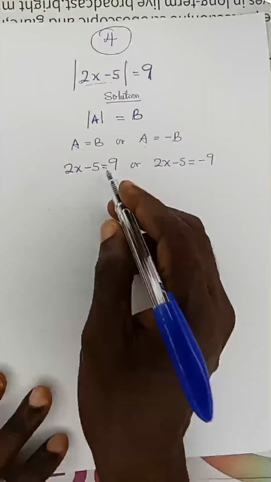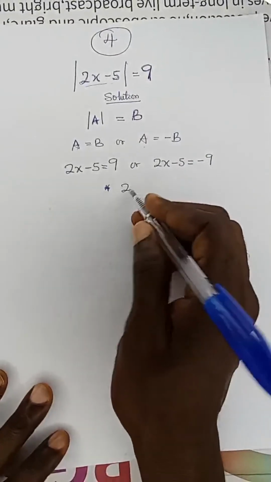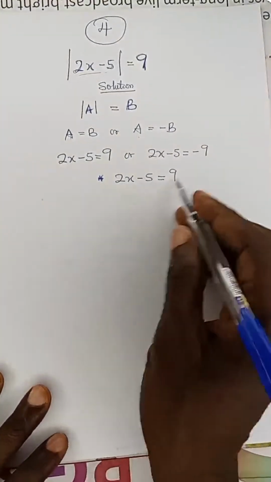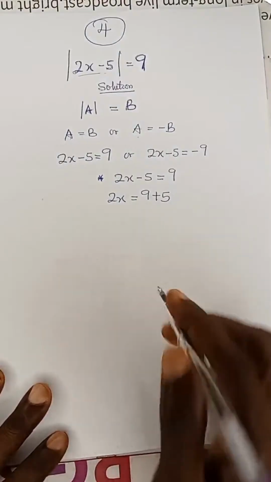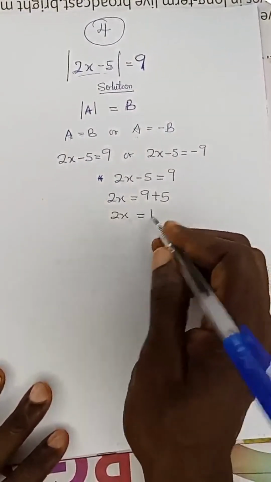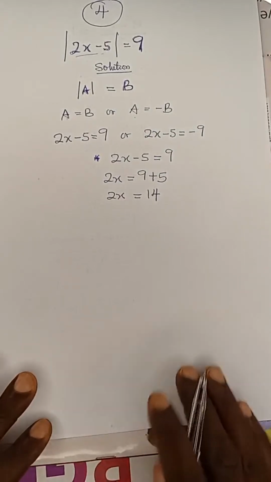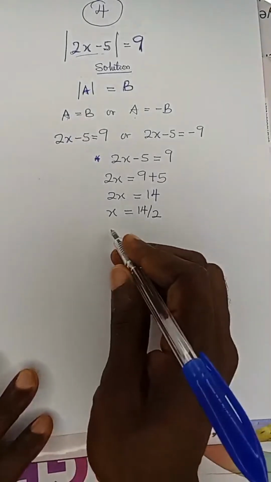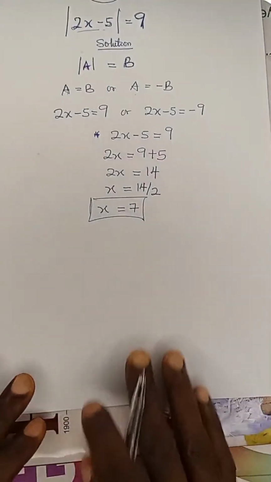Now from this first one, you take this minus 5 to the other side. I'm treating the first one, which is 2x minus 5 equals 9. All right, so I will take this to that side. We have 2x equals 9 plus 5, and that means 2x is equal to 14. So if 2x equals 14, what is our x? Our x now will be 14 over 2, and that gives our x to be 7. So x equals 7. This is one of the solutions.